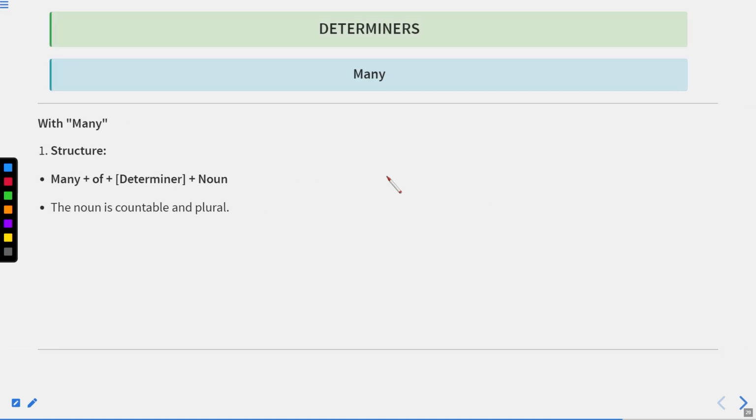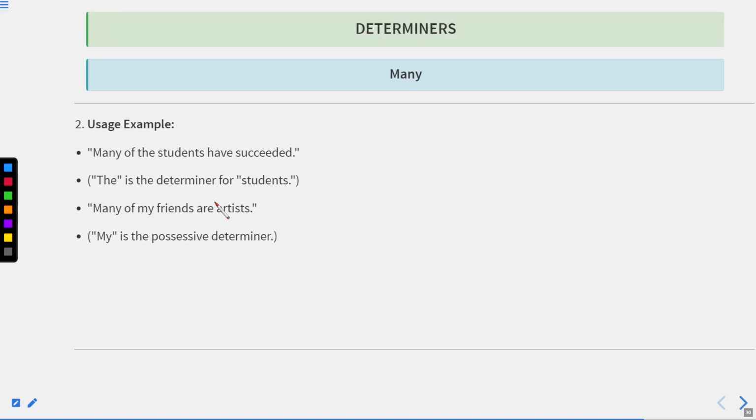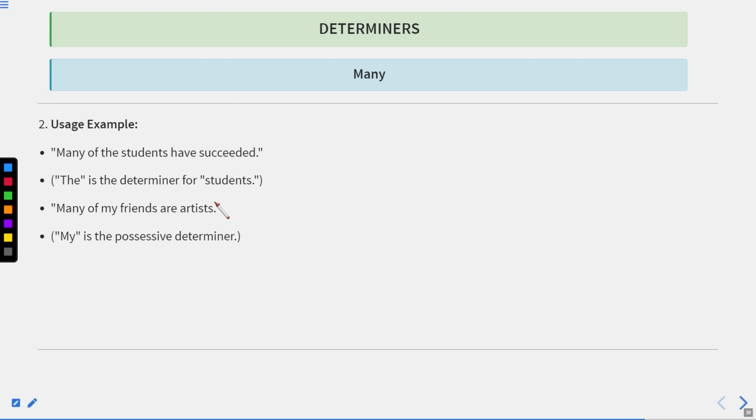Okay. Now, whenever we use this phrase much of, it should always be followed by a noun, but before that we should have a determiner. The structure with the word many is many of plus determiner plus noun, and the structure is just like this. The noun is countable and plural, always. We have already discussed that after many, we should only have a countable plural noun. However, with the phrase many a or many an, the concept is different. Many of these students have succeeded. These is the determiner for students. Many of my friends are artists. My is the possessive determiner. Okay. So this is how we can use many of or much of.